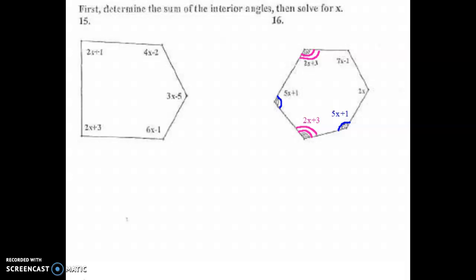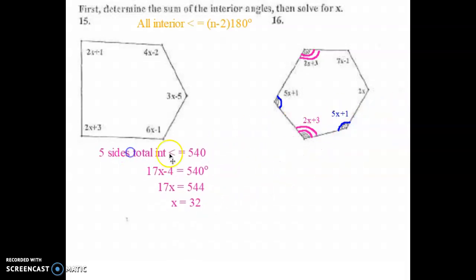Maybe some of you were stuck on page 5, the last two problems. First off, we have to determine total interior angles. We're going to be using this formula here: all interior angles is n minus 2 times 180. We know this is 5 sides, so 5 minus 2 times 180 gives us a total of 540.